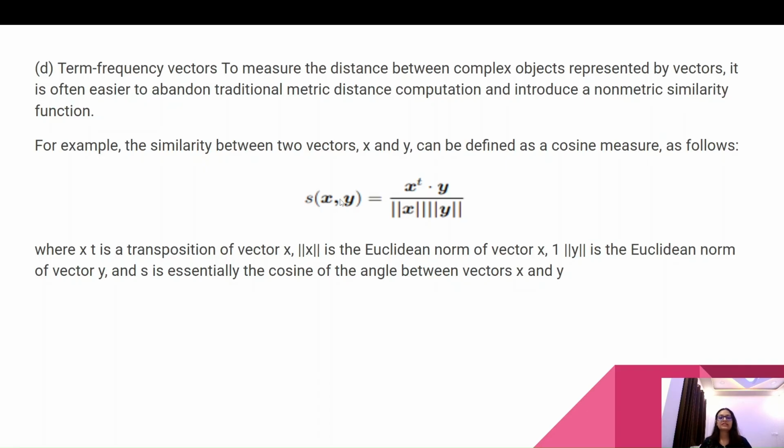s(x,y) equals x transpose y upon mod x mod y, where x^t is the transposition of vector x, mod x is the Euclidean norm of vector x, mod y is the Euclidean norm of vector y, and s is essentially the cosine of the angle between vectors x and y.